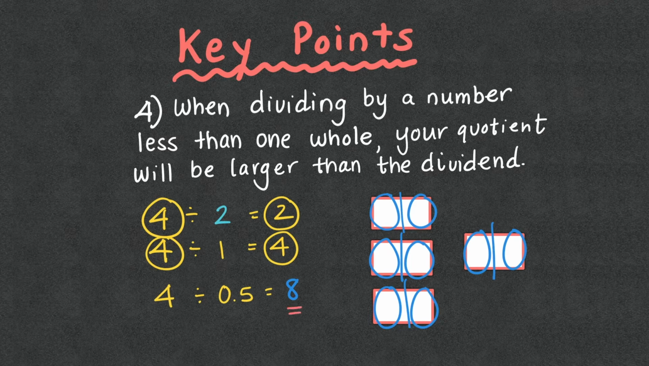If you noticed, 8 is larger than our dividend. Why did that happen? That's because we're dividing a number into not even one whole piece. We're doing smaller pieces than one whole, so we're going to end up with more than the wholes that we have. And that happens when we divide by a number less than 1. Again, this is going to be very important for when we get to percentages.